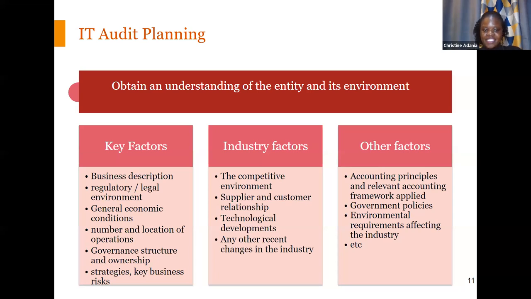What are the general economic conditions in that market? So if, let's say, it's the banking industry, what are the economic conditions that surround the banking industry? How many branches does this bank run? What are the locations? How are they located? What is the governance structure? Who owns this business? What are their key strategies? What are their key risks? And what are their objectives?